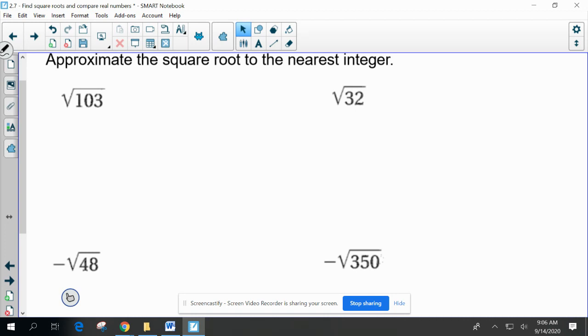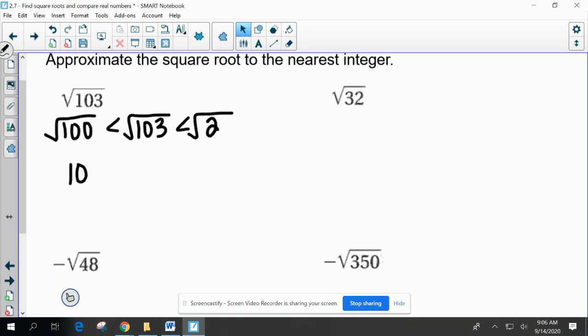10 and 11, right? So the square root of 100 equals 10, and square root of 103 would be in the middle there. We don't know what that is. And then square root of 121, which equals 11. So I'm just going to write that, my two integers there. Okay, so we know that it lies between 10 and 11. And would it be closer to 10 or 11? Closer to 10, right? 10 point something, probably really close to 10.